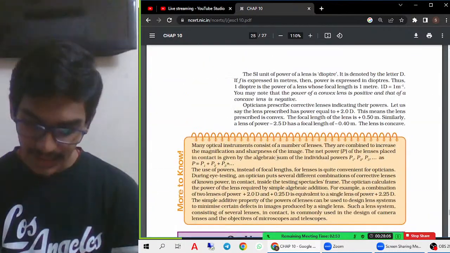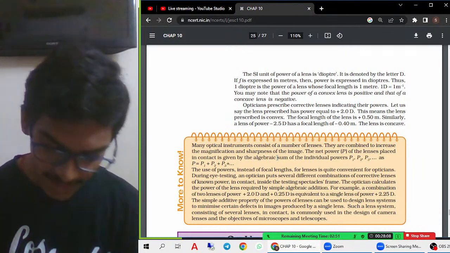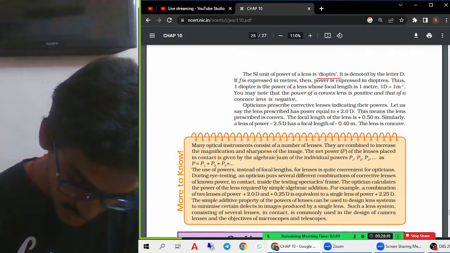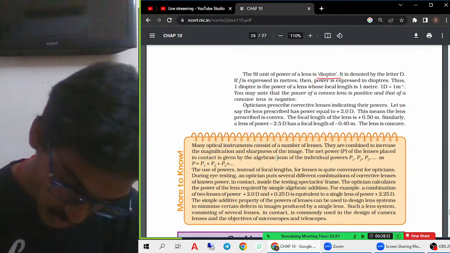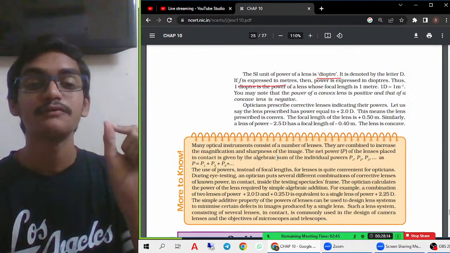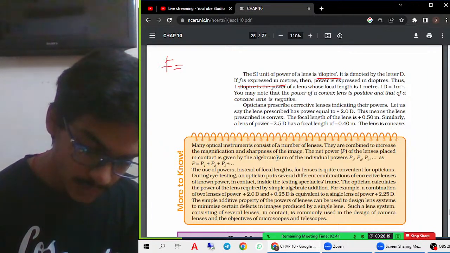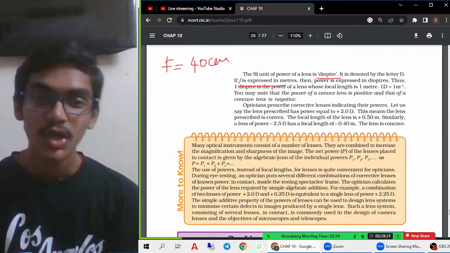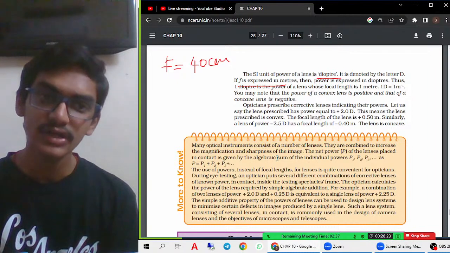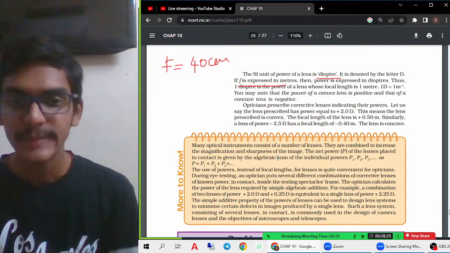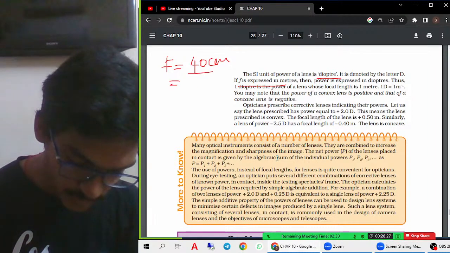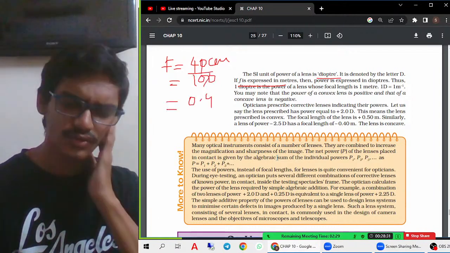So if you see, the SI unit of power of a lens is called the diopter. For example, let me solve the questions now. Focal length is always expressed in meters. Sometimes they give the focal length as 40 centimeters. Either convert this 40 centimeters to meters, that is 40 by 100, you get 0.4, or else keep it as a fraction.